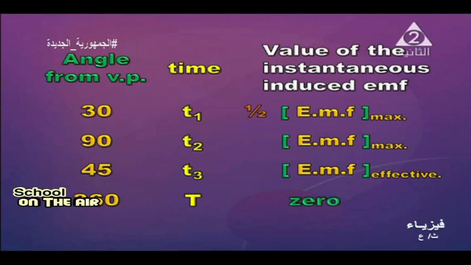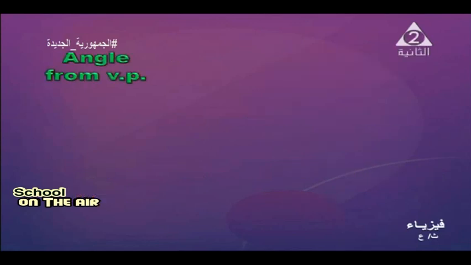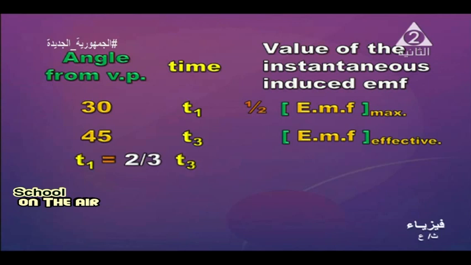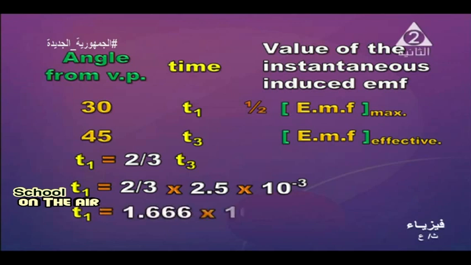And now we want to compare the time where the EMF is half maximum and the time where it is effective. So stay with me once again. We'll concentrate on two things. Angle 30, time T1, okay? Angle 45, let time be T3. Now we can compare the time. So T1 equals 2 over 3 T3, so it is 2 over 3 times the time given, 2.5 times 10 to the power of negative 3. It is 1.6 times 10 to the power of negative 3 second, of course.